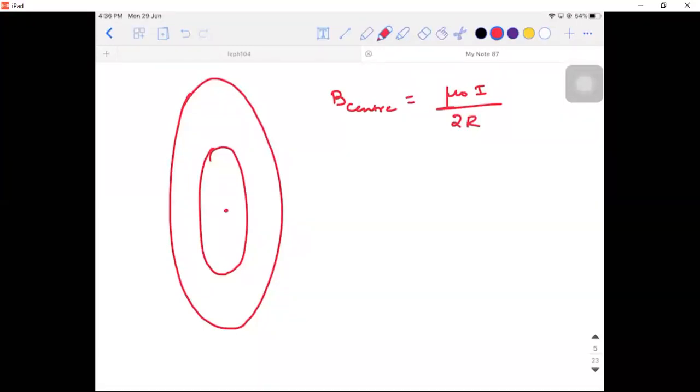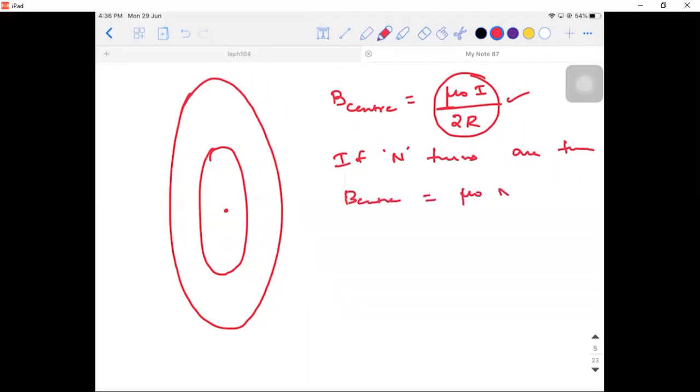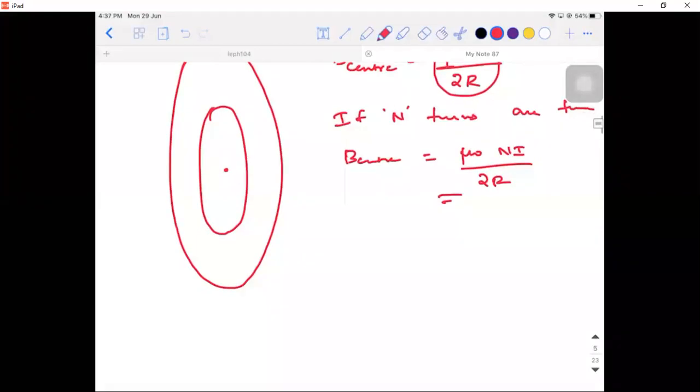Mu naught I by 2R. If it is N number of turns, then it is going to be mu naught N I by 2R. This is the basic formula. If N turns are there, magnetic field at the center will be equal to mu naught into N into I divided by 2 into R. Okay. So let me take.